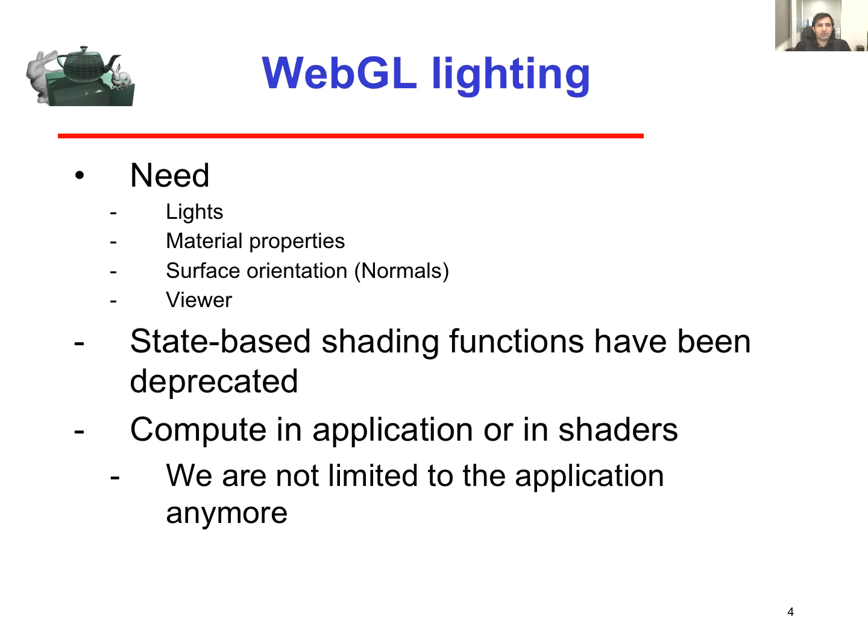In order to perform lighting and shading calculations, we need to know about the light source, material properties, the surface orientation, which determines the normals, and the viewer. Many shading functions in the fixed pipeline desktop OpenGL have been deprecated. And that actually works to our advantage. We are not limited to the application anymore. We can do shading in shaders.